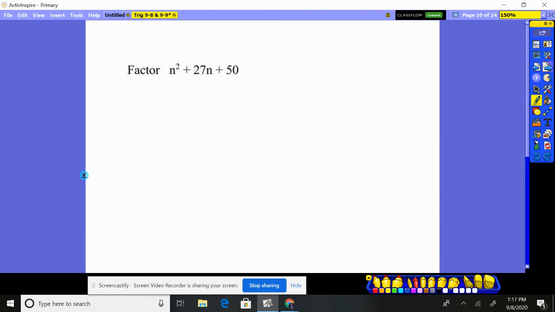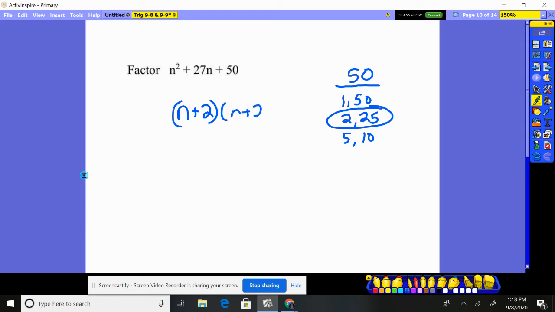Right, what about n squared plus 27n plus 50? All right, same pattern. List out 50. 1 times 50. 2 times 25. 3 times nothing. 4 times nothing. 5 times 10. 6 times nothing. 7, nope. 8, nope. 9, nope. Done. Which of these combines to give you 27? The 2 and the 25. So it's an n plus 2, n plus 25.